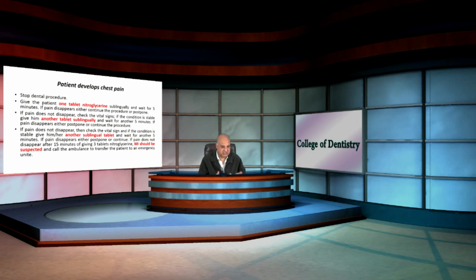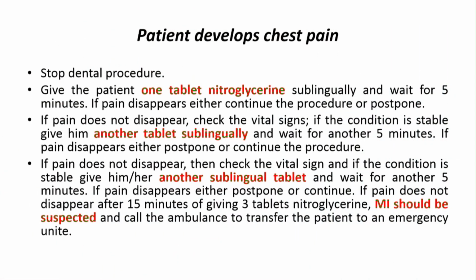A patient might develop chest pain during a dental procedure, on the dental chair. In this case, we have to stop the dental procedure. We give the patient 1 tablet of nitroglycerin sublingually, and wait for 5 minutes. If the pain disappears, either continue the procedure or postpone. If the pain does not disappear, we check the vital signs, blood pressure and pulse rate. If the condition is stable, give another tablet sublingually and wait another 5 minutes. So we have given 2 tablets over 10 minutes.